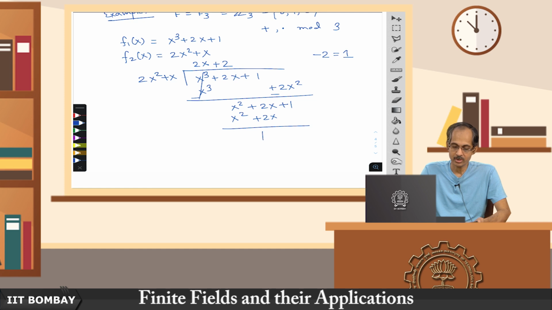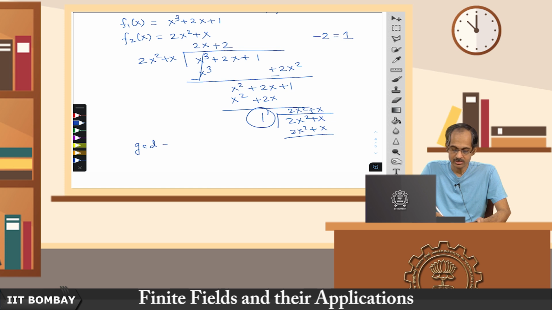If you subtract, we get 1, and then with 1 we need to divide 2x square plus x, and we know that 1 divides everything. So, 2x square plus x, 2x square plus x, and we get 1 as the GCD. So, the GCD is 1.